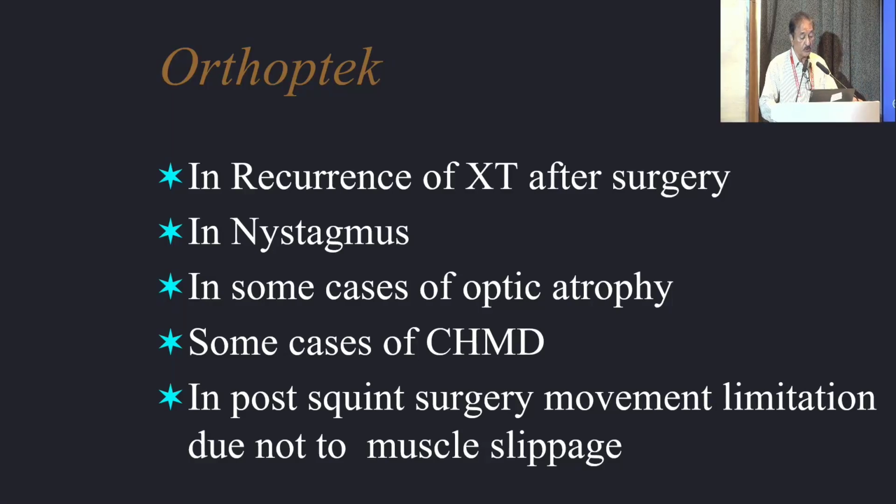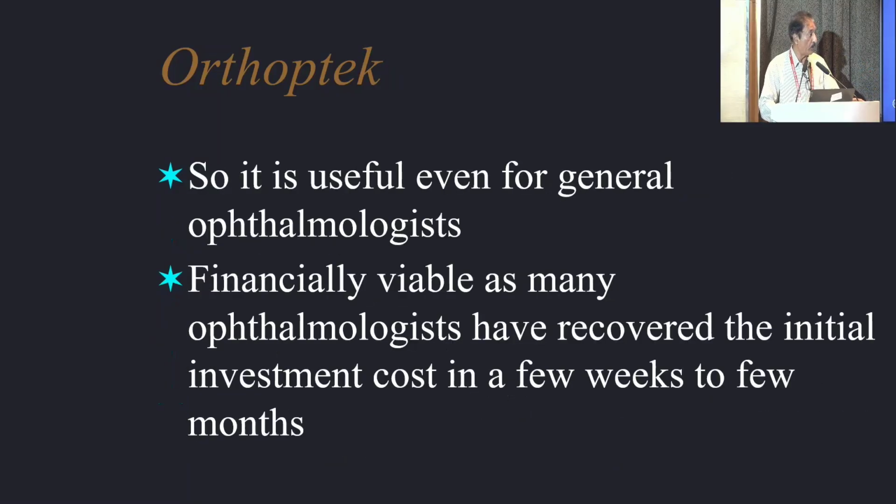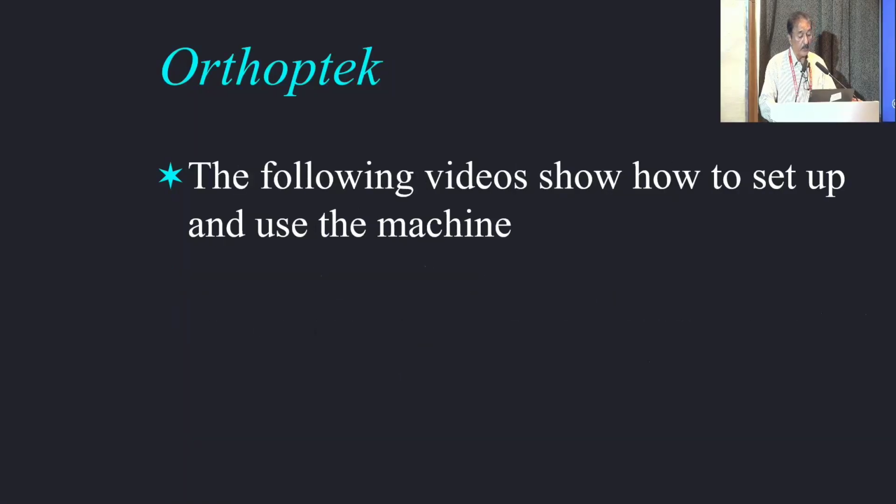And post-squint surgery, where the movement limitation is not due to muscle slippage but due to other causes, it responds very well. If it is due to muscle slippage, you have to operate. So it's useful for general ophthalmologists and strabismologists equally. Financially viable because many ophthalmologists have recovered the initial investment within 6 weeks of buying the instrument. And the following video shows how to set it up.